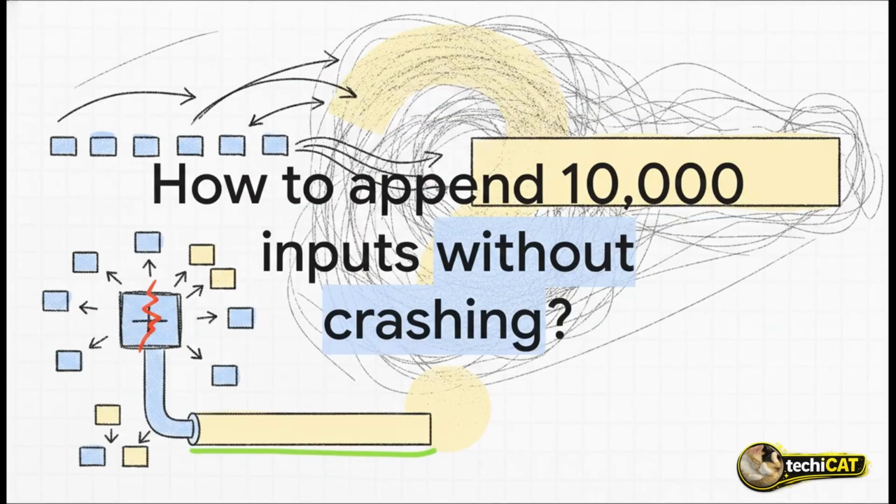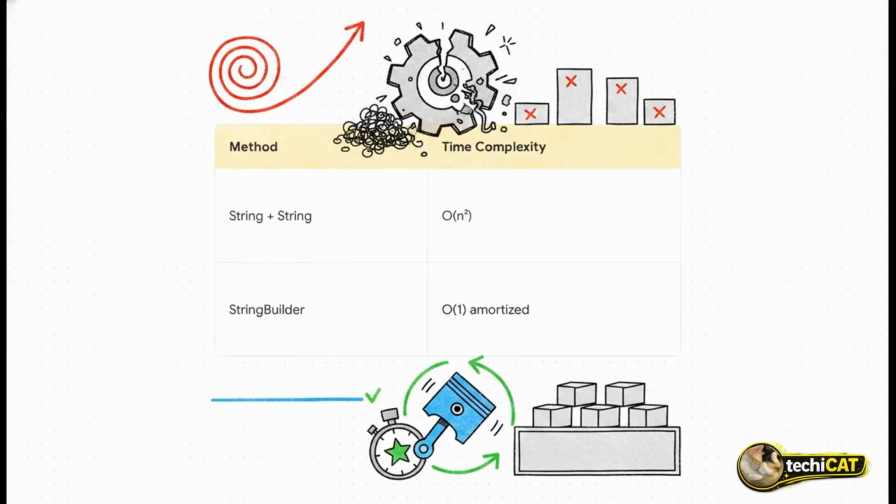Let's ground this. To truly grasp the cost here, let's look at a real-world example question you might actually face. Say an interviewer asks you, how would you append 10,000 user inputs into a single string log without crashing your program's performance? If you just use the standard plus sign operator to add those strings together inside a loop, your program is going to create 10,000 brand new string objects, copying increasingly massive amounts of text every single time. It's a massive bottleneck.